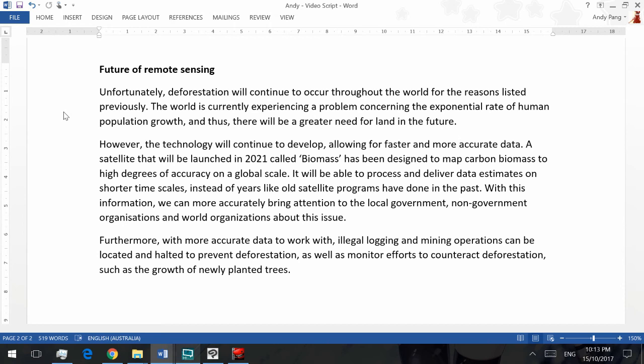A satellite that will be launched in 2021 called Biomass has been designed to map carbon biomass to high degrees of accuracy on a global scale. It will be able to process and deliver data estimates on shorter timescales, instead of years like old satellite programs have done in the past. With this information, we can more accurately bring attention to local government, non-government organizations, and world organizations about this issue. Furthermore, with more accurate data to work with, illegal logging and mining operations can be located and halted to prevent deforestation, as well as monitor efforts to counter deforestation, such as the growth of newly planted trees.